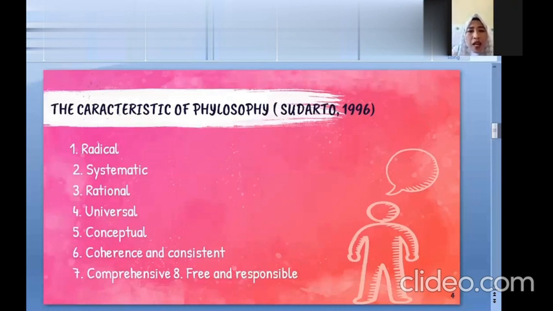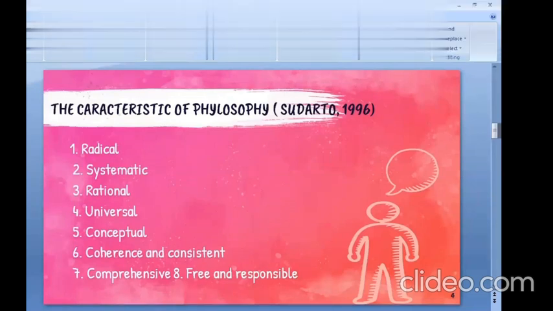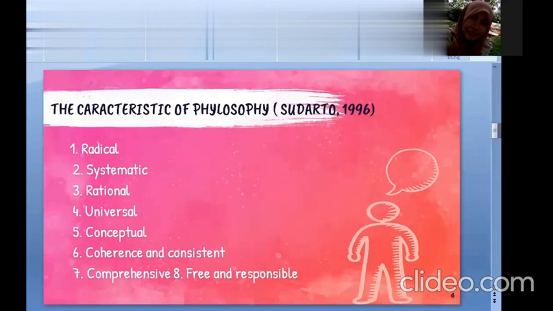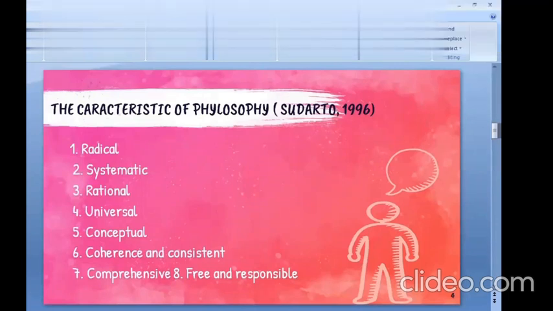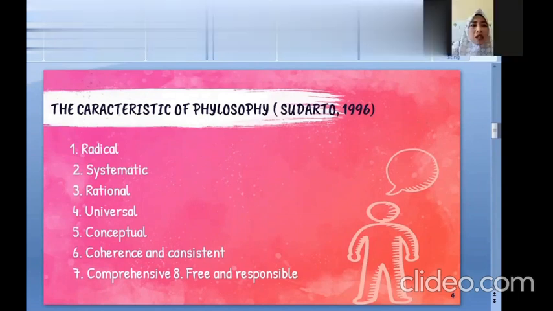The next is comprehensive. Comprehensive means broad, explaining the universe as a whole. It means that the system covers the whole, with nothing outside. And the last one is free and responsible. Free means philosophy can think anything. You can say philosophy is the product of free thought.